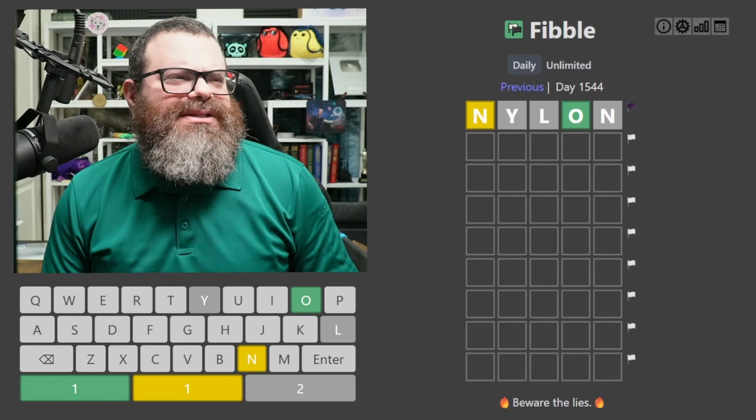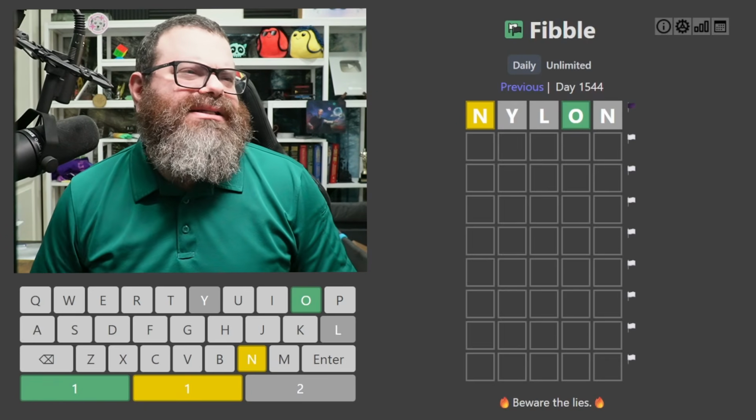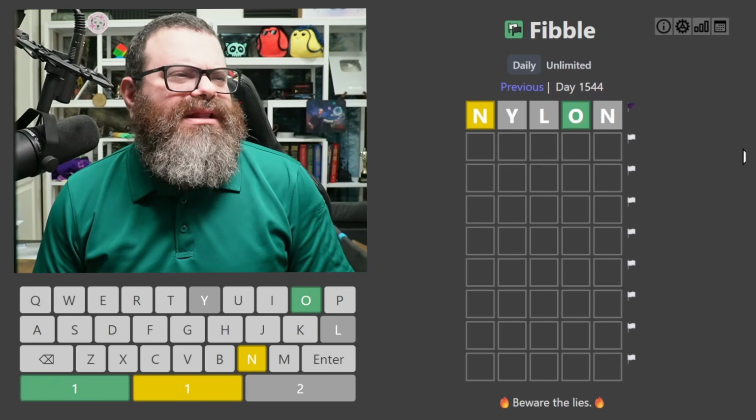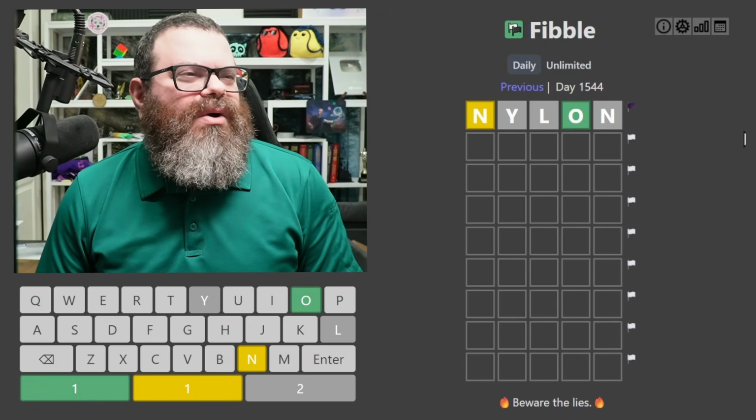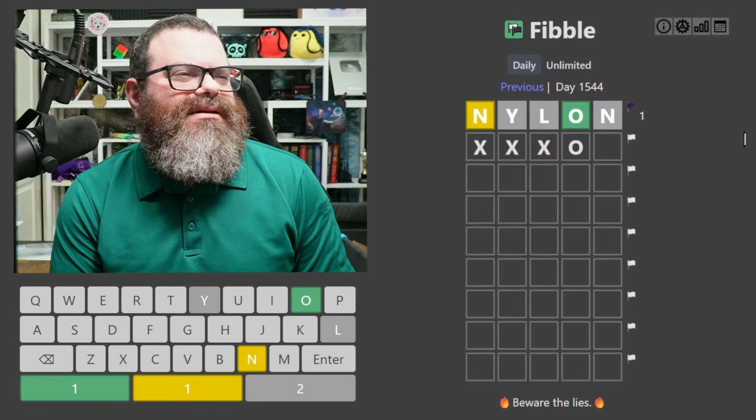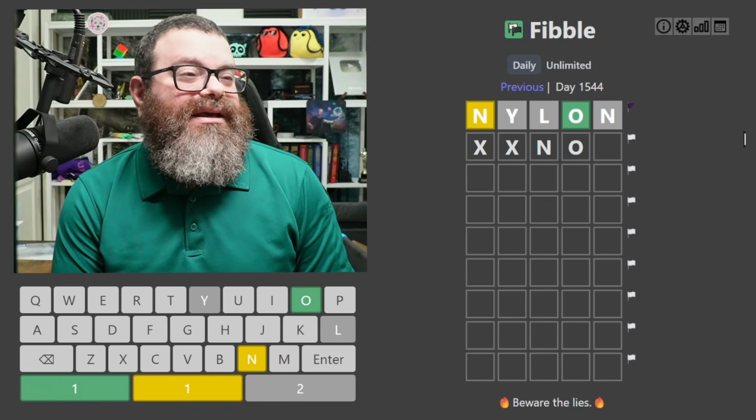Wordle, but it lies to you. This is Fibble. Each guess has exactly one lie. It starts us off with nylon today. So I want to use this N and O, the O in place. I'll move the N somewhere like here, if I can.